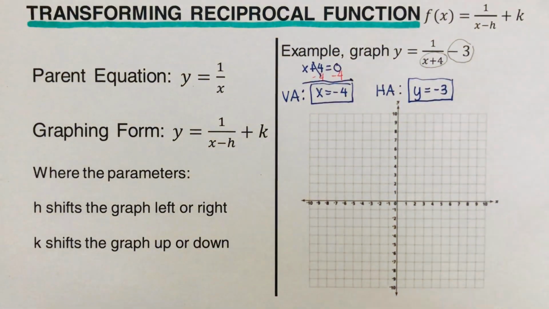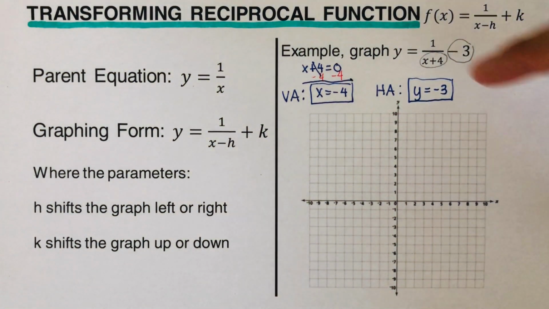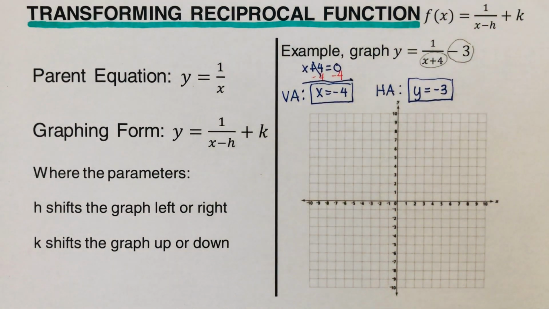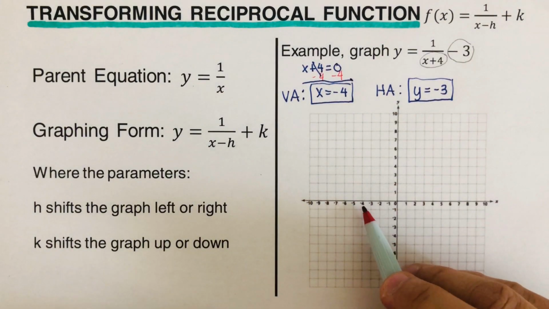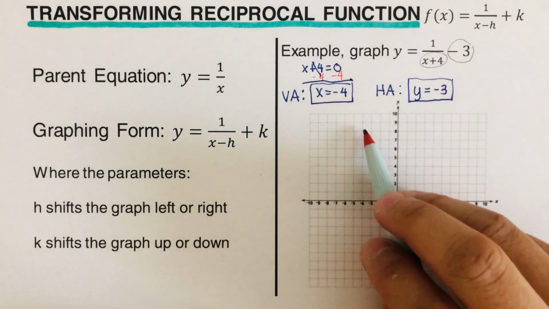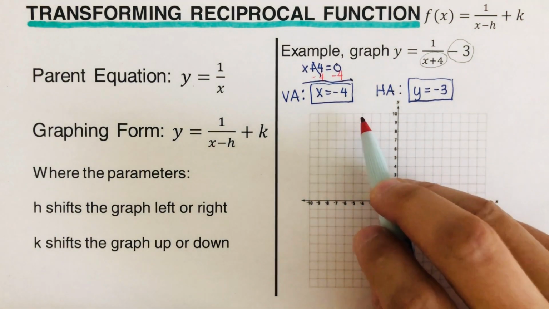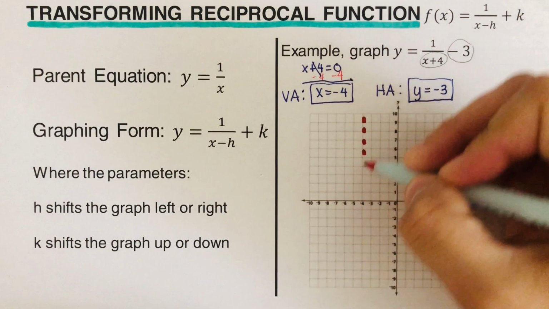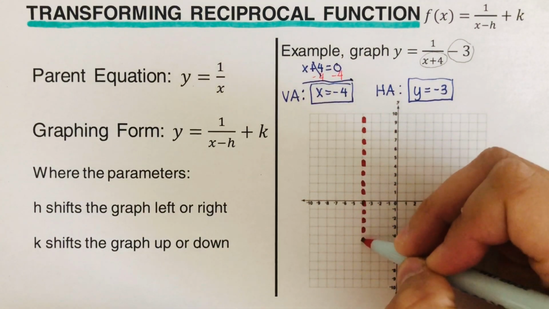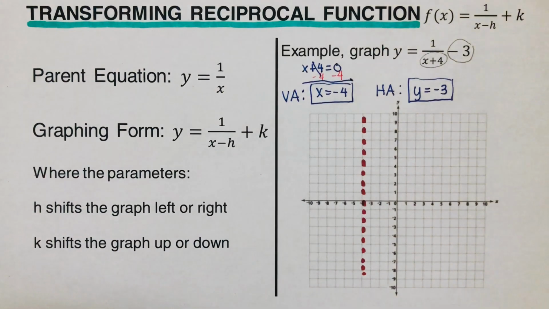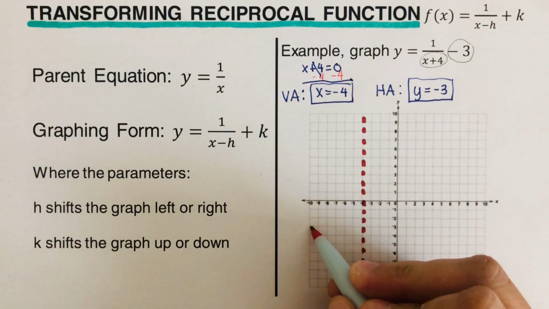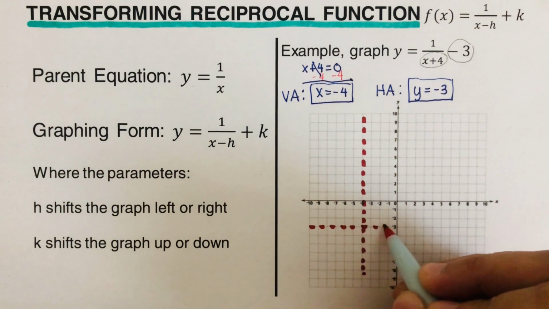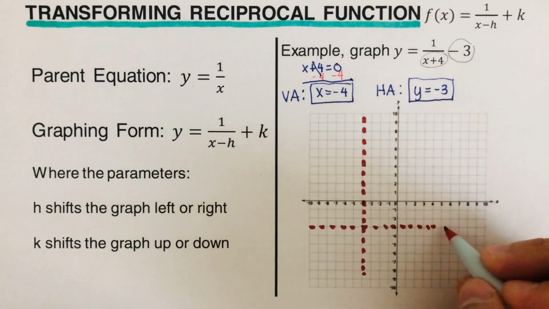So in order to graph this function, first we are going to sketch the asymptotes. We have x is equal to negative 4. So I'm going to create a broken line. Vertical asymptote means it's from top to bottom. So I will create this broken line on x is equal to negative 4. This is the vertical asymptote. Now we are going to draw the horizontal asymptote, y is equal to negative 3. So it's going to be down here. That's negative 3. So I'm going to create a broken line, and this is the horizontal asymptote.